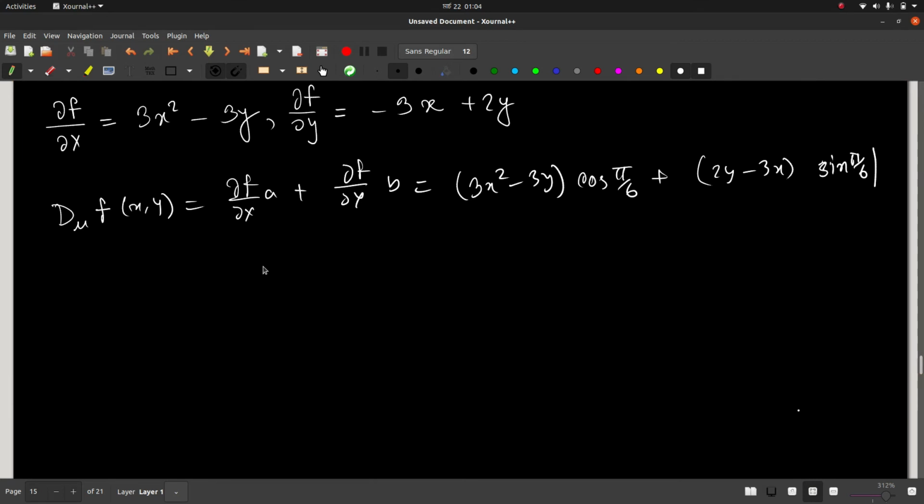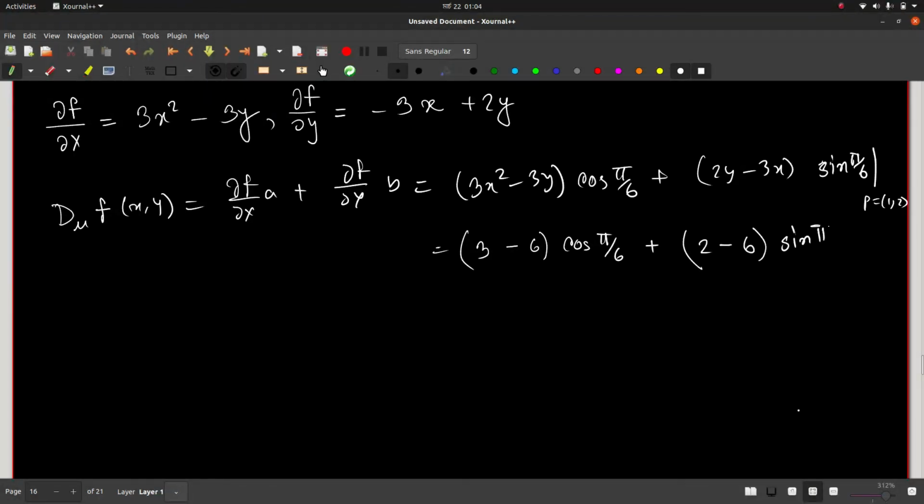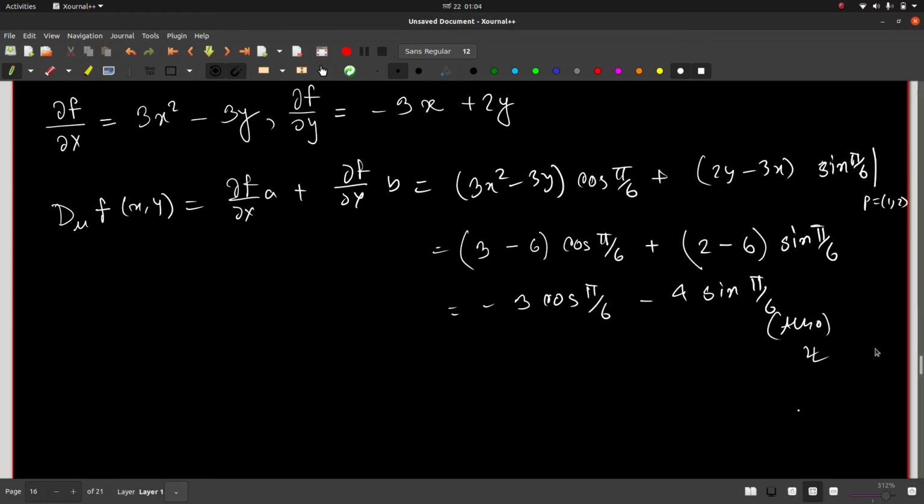So using this point p equals (1, 2), we put x equals 1 and y equals 2. If you put that, this is just (3 minus 6) cosine pi by 6 plus (2 minus 6) sine pi by 6. So that means this is just minus 3 cosine pi by 6 minus 4 sine pi by 6. Alright, this is your directional derivative at that particular point.